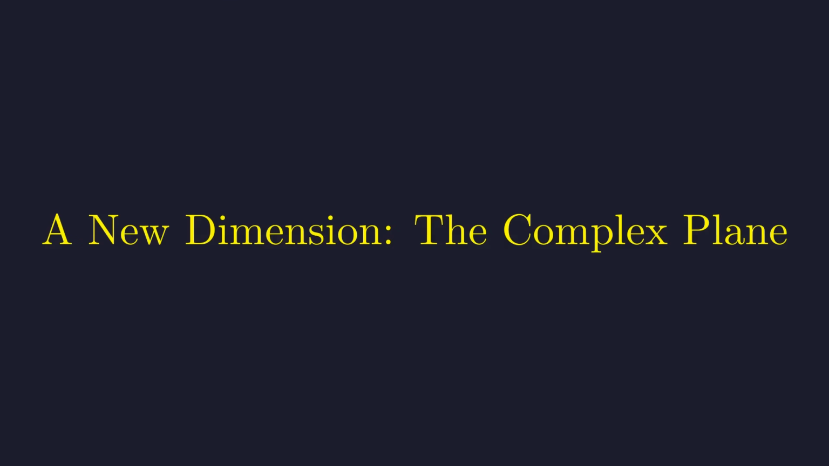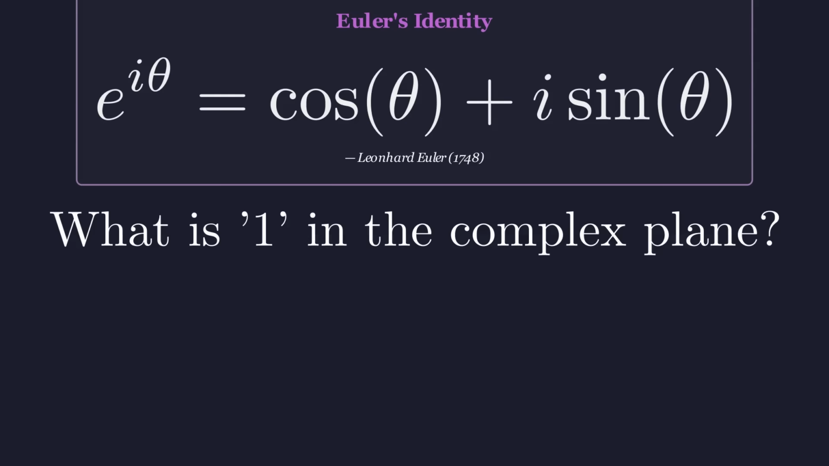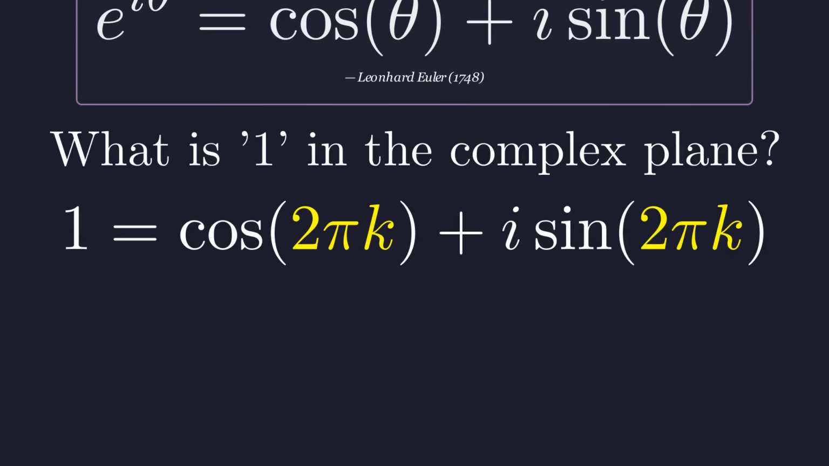To actually find a solution, we need to venture into a much richer mathematical universe, the complex plane. The first key insight is Euler's identity, which is genuinely one of the most beautiful formulas in all of mathematics. It connects the exponential function e to trigonometry through the imaginary unit i. So what exactly is the number 1 when we're thinking in the complex plane? Turns out it's way more than just a single point. The number 1 actually represents any integer number of full rotations around the origin.